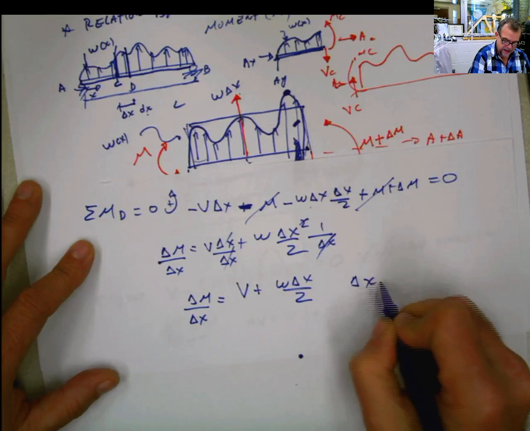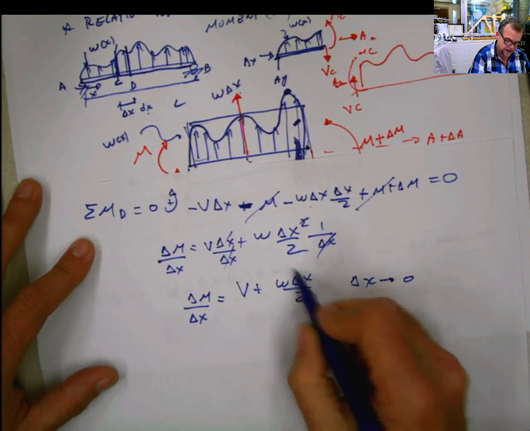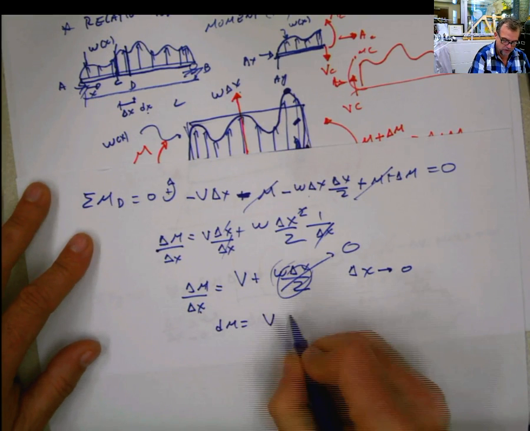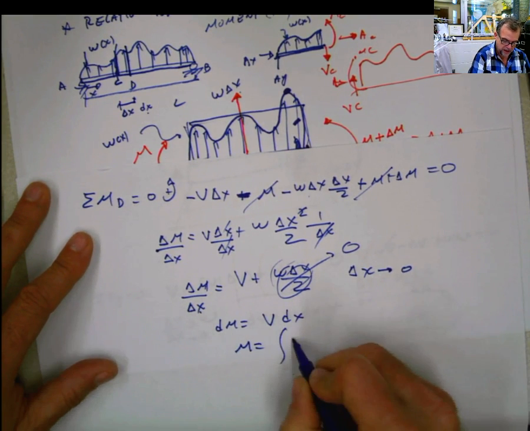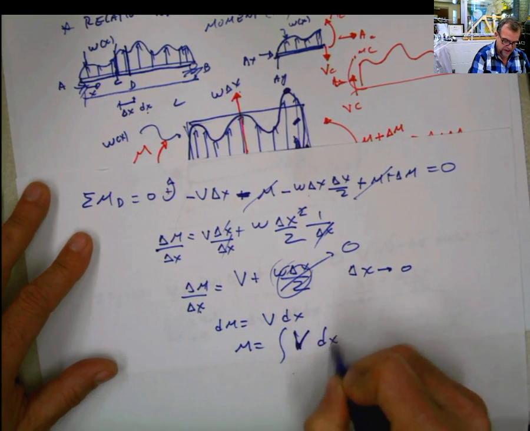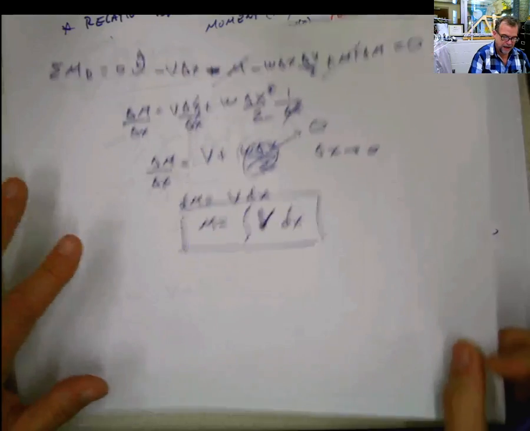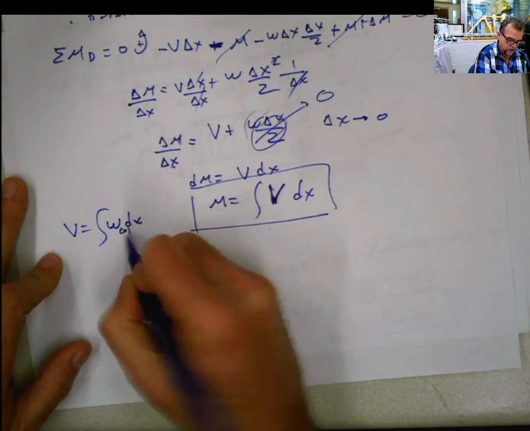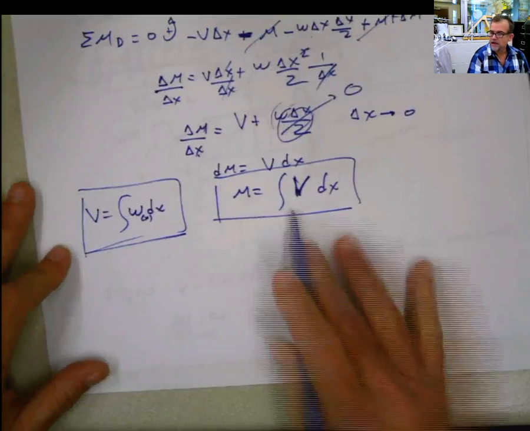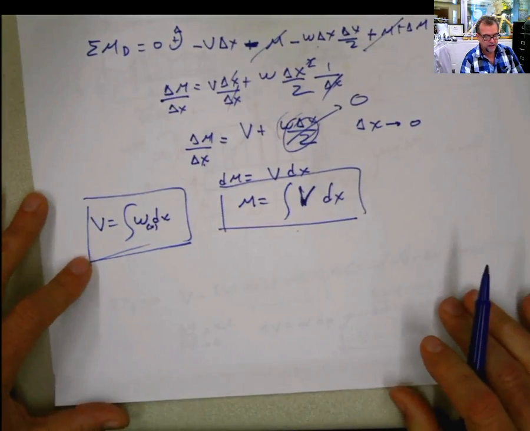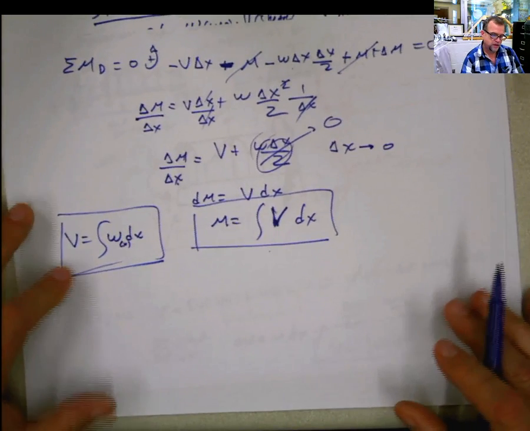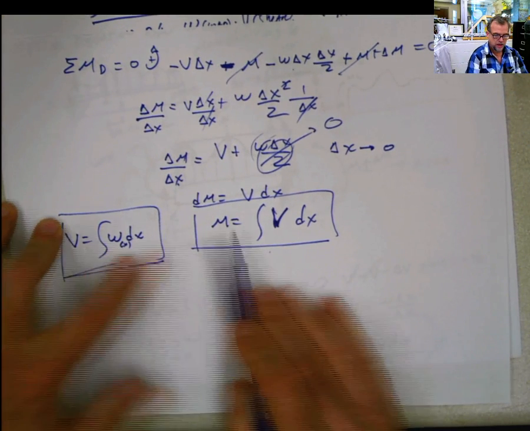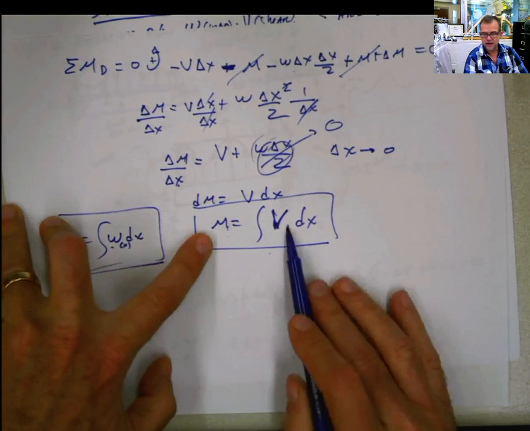If I make that delta x small, this value is going to be small also, and this is going to become differential, so dM is going to be equal to V dx, and M is going to be equal to the integral of V dx. And the other relation was that V is the integral of w of x dx. So these are two of the most powerful equations that you have in general mechanics. The shear is the integral of the load, and the moment is the integral of the shear, or the second integral of the load.